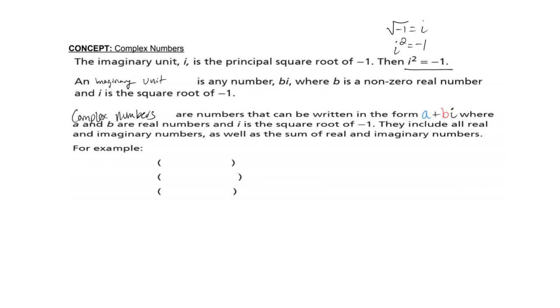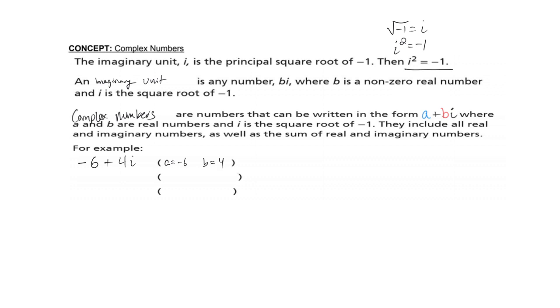Where a and b are real numbers and i is the square root of -1. They include all real and imaginary numbers, as well as the sum of real and imaginary numbers. Okay. So, for example, if we look at -6 plus 4i, let's label a and b. A is just -6 and b is 4.